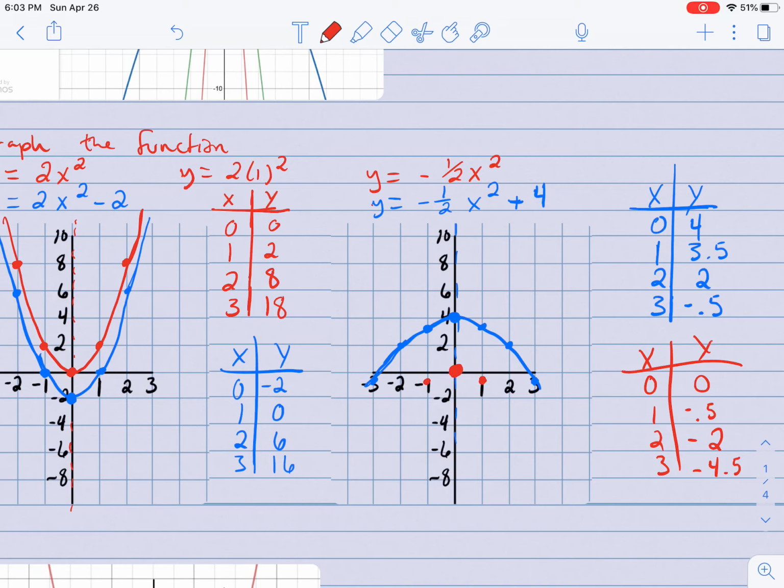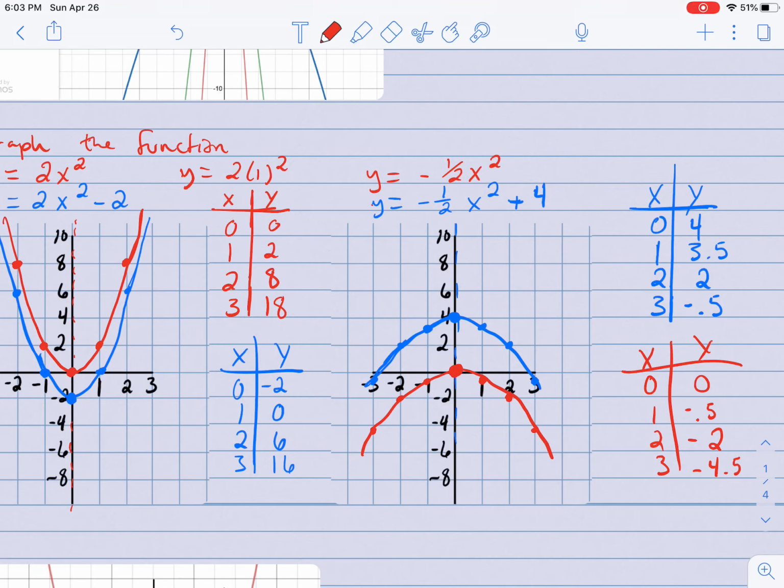And once again, that axis of symmetry is going to allow us to mirror everything over the y-axis, each point. And so then we just connect them. And that's how you can graph these equations.